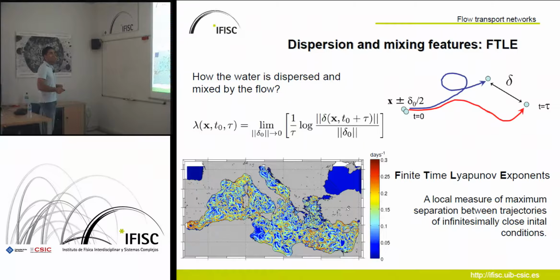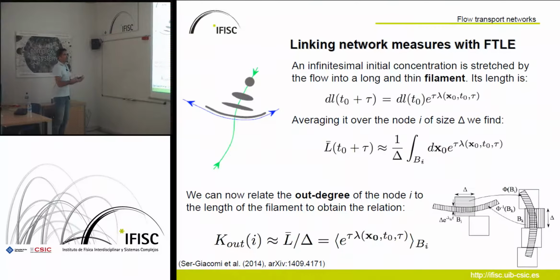This is, for example, a snapshot of the FTLE field for the Mediterranean. Red regions correspond to high dispersion areas, and the opposite for the blue ones. So I will show you that it's possible to relate the FTLE field to some network quantities.